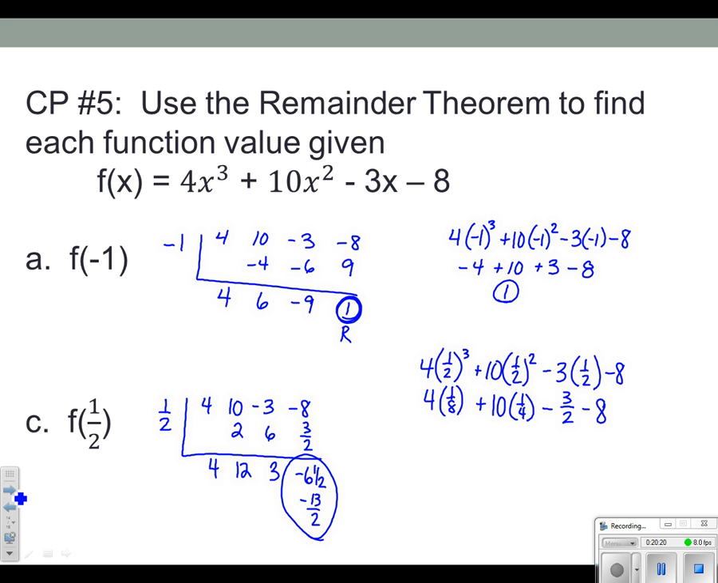So 4 times 1/8 is 1/2. 10 times 1/4 is 10/4, or 5/2. 1/2 plus 5/2 is 6/2. Subtract 3/2, and I've got a 3/2 minus 8, kind of just like I did back in the synthetic division box. I'm going to get negative 6.5 again. So it checks out for fractions as well.